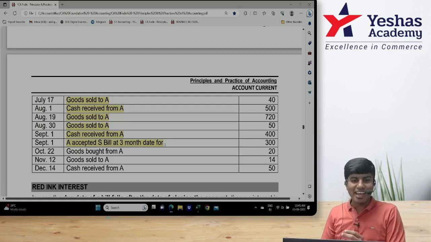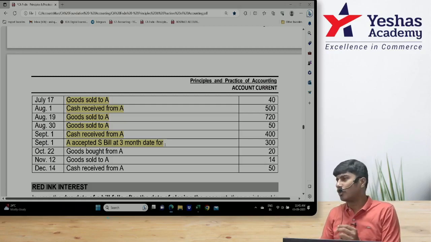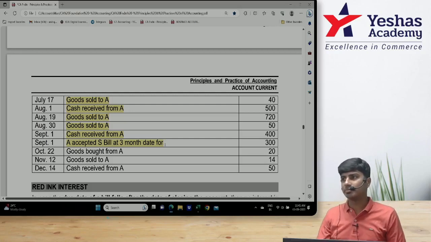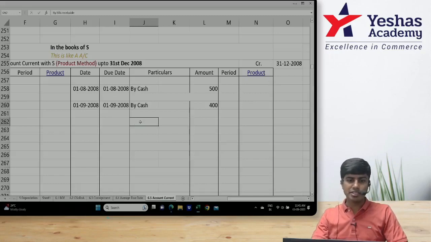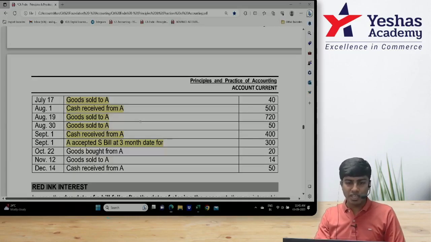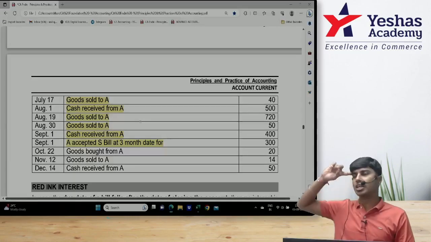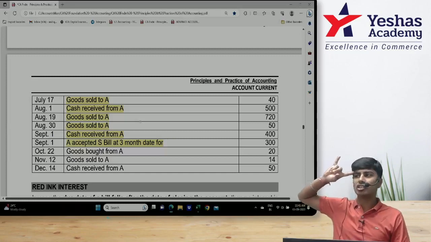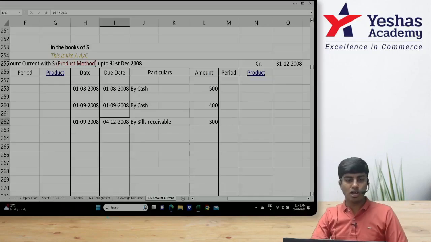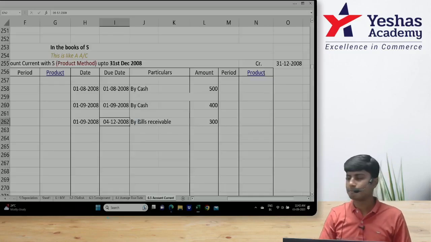A accepted a bill at 3 months date. Correct? So we are the drawer. So for us, it is bills receivable. Bills receivable account debit to A. The entry is by bills receivable. What is the amount? 300. Date 1st September. Have they given the bill period? 3 months. Now think 3 months from 1st of September: 1st of October, 1st of November, 1st of December. Then 2nd, 3rd, 4th. 4th of December. Clear?